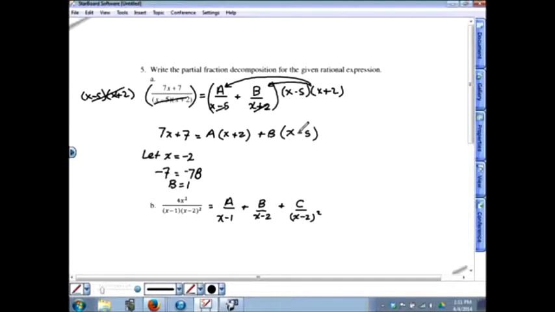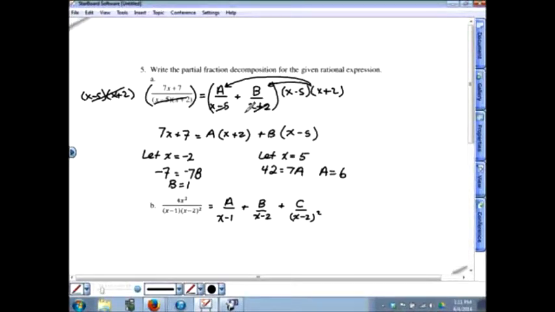Now, there's another convenient value we can choose here. If I've allowed x to equal 5, then 5 minus 5 is 0, so I'm also going to let x equal 5. 7 times 5 is 35, plus 7 is 42. Now over here, 5 plus 2 is 7. 7 times a is 7a. And then the 5 on this side, 5 minus 5 is 0, 0 times b is 0, so that term will disappear. Divide by 7 on both sides, so you get that a equals 6.